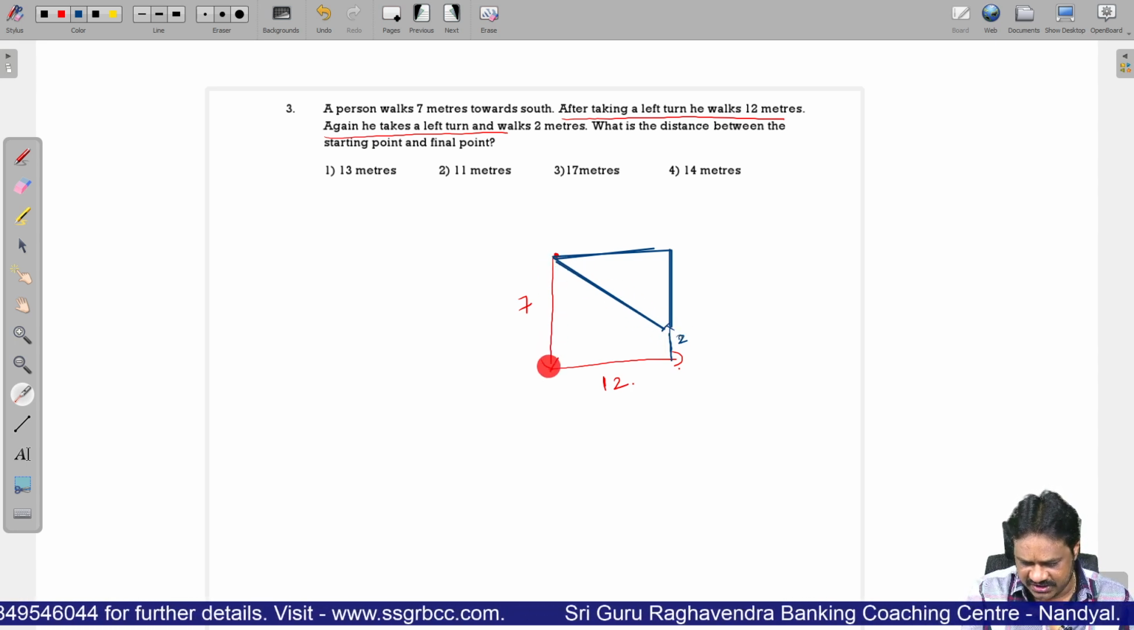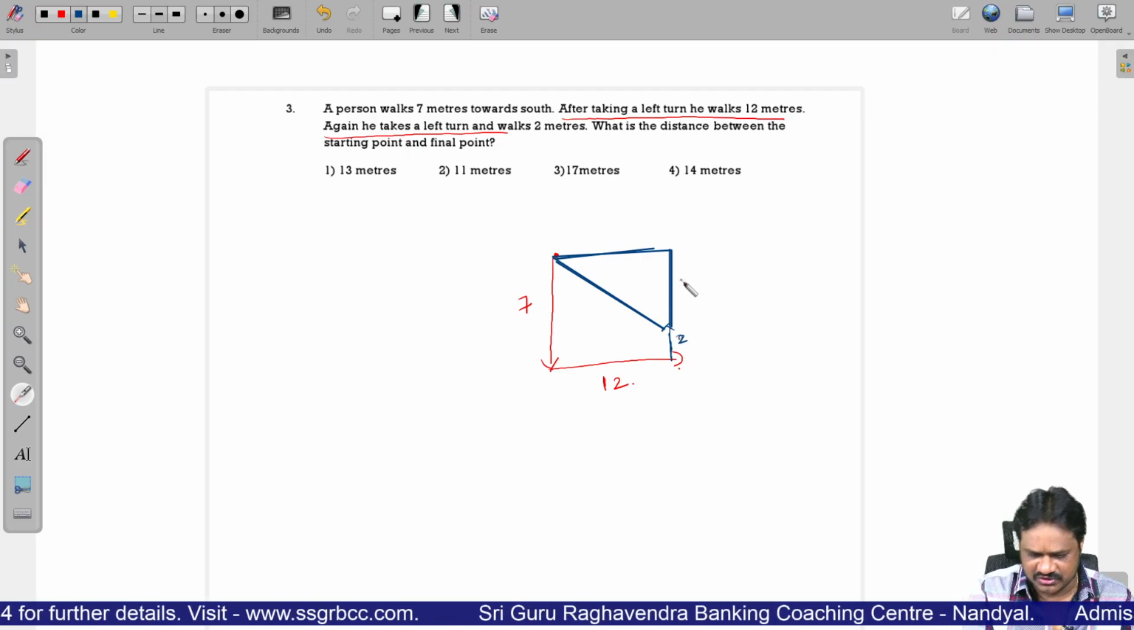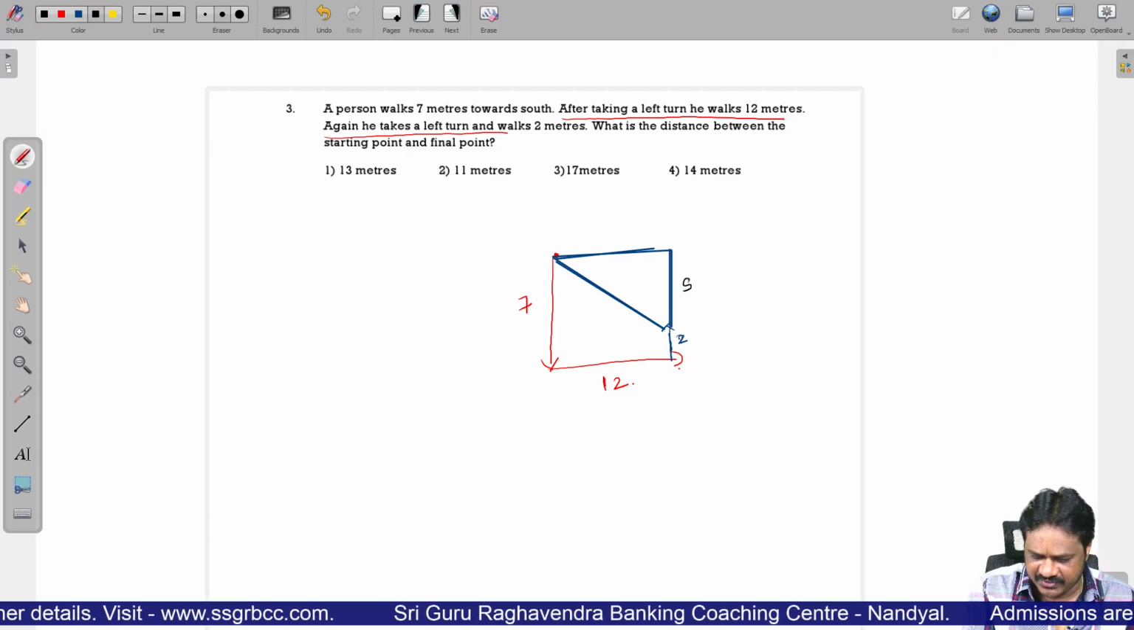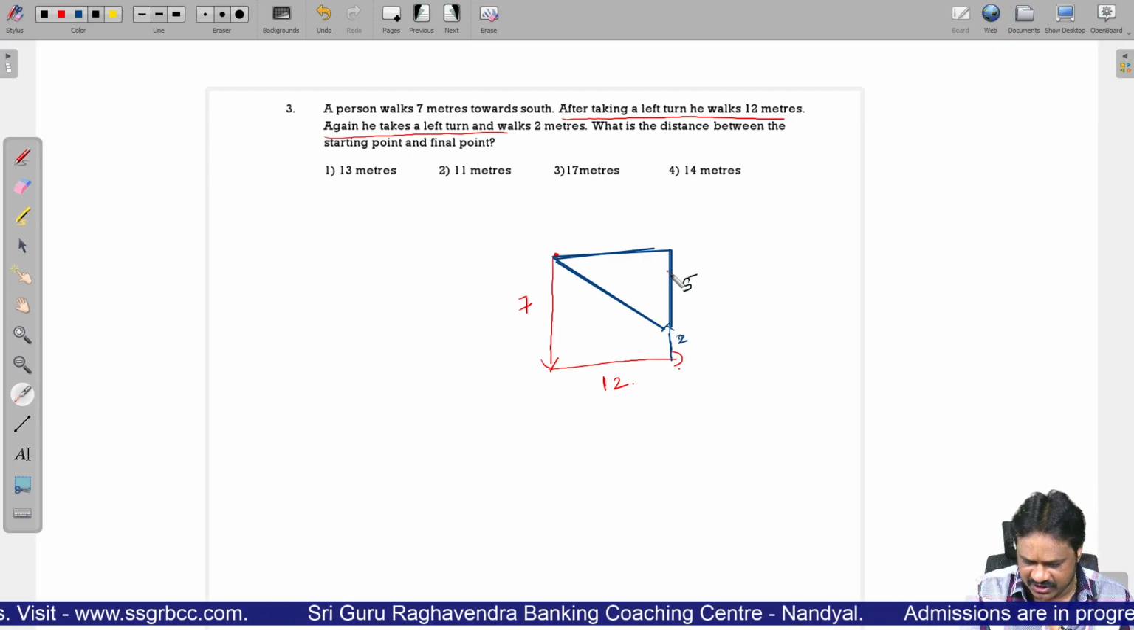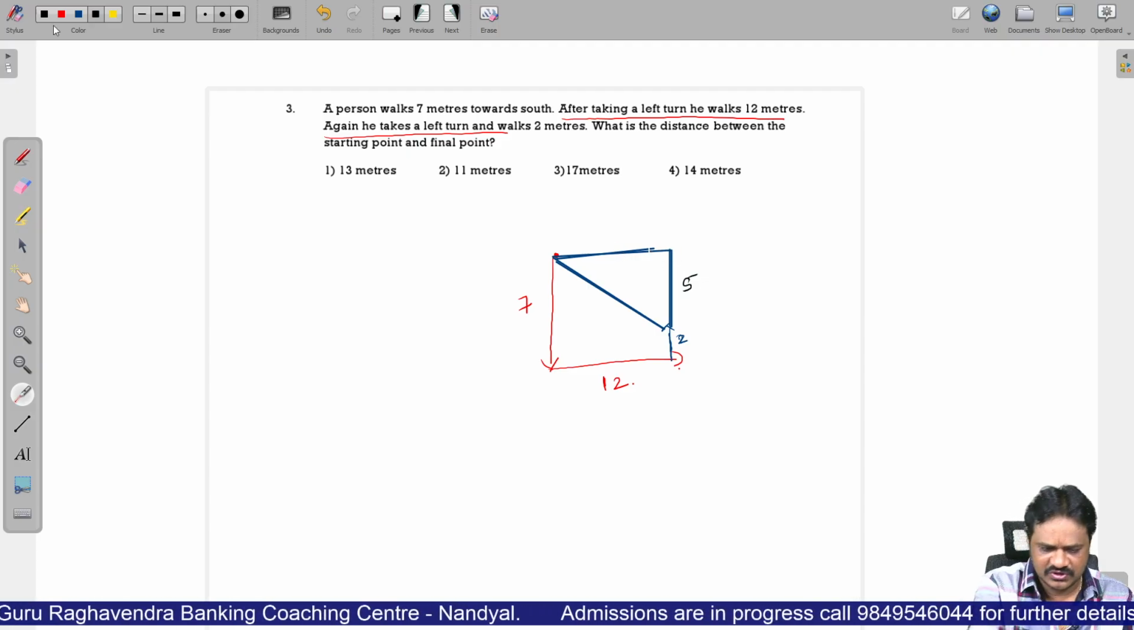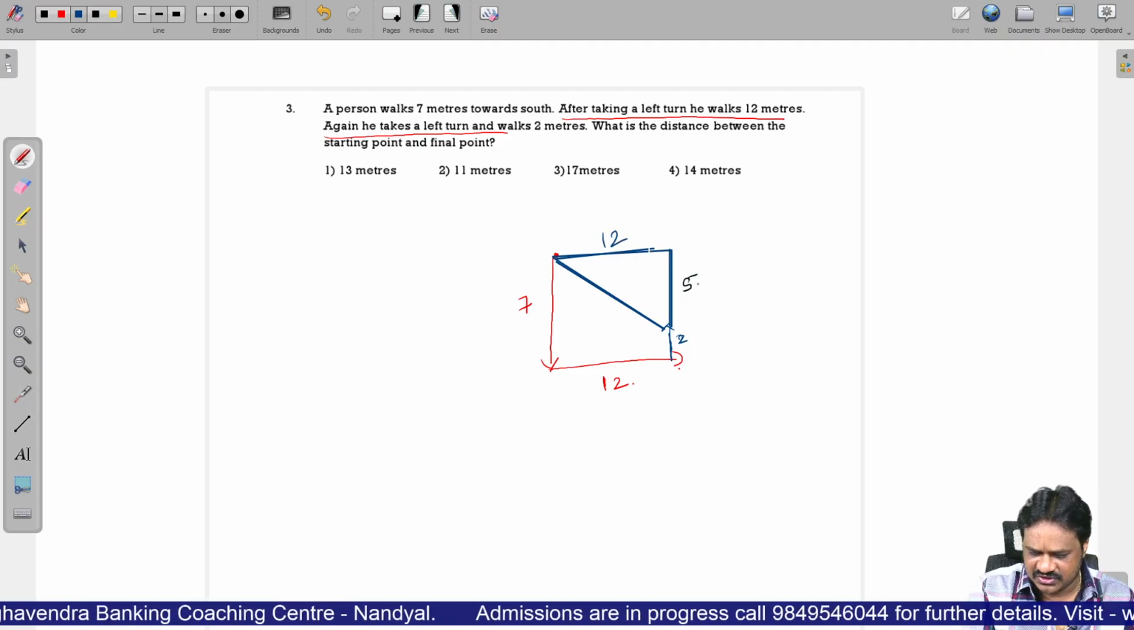This totally is 7 meters. This is 2 meters. So what is the balance? 5 meters. From here to here it is 5 meters. Then what about this distance? This is 12. So this is also 12 meters. So this is 5 meters.